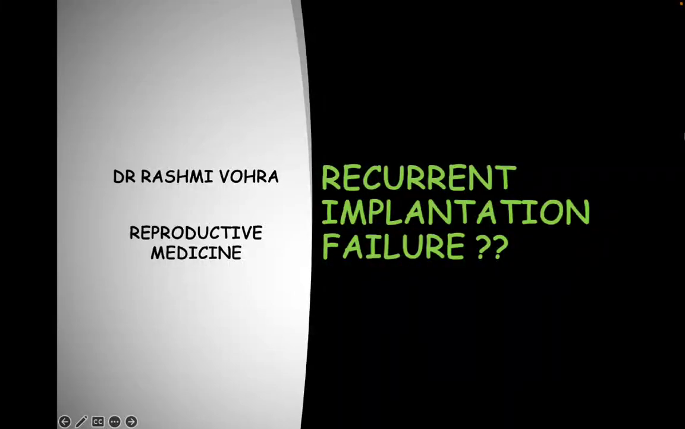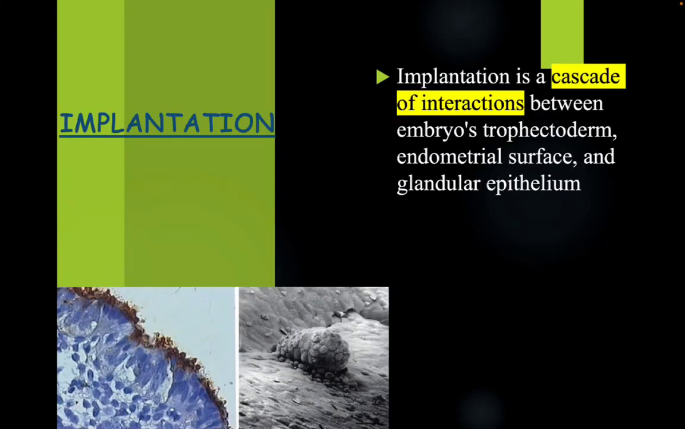Recurrent implantation failure. What is recurrent implantation failure? To know what RIF is, we first need to know what implantation is. Implantation is a cascade of interactions between the embryo's trophectoderm and the endometrial surface and glandular epithelium. So it is the interaction between the embryo and the endometrium.